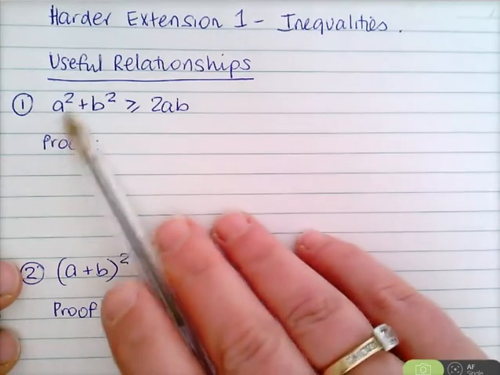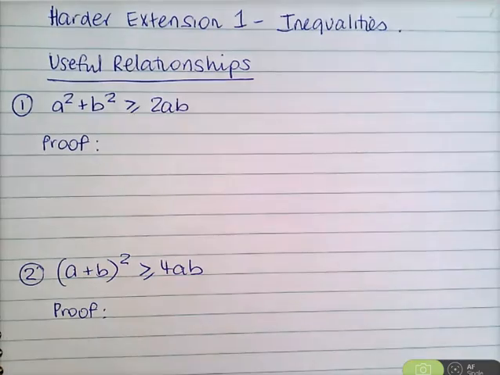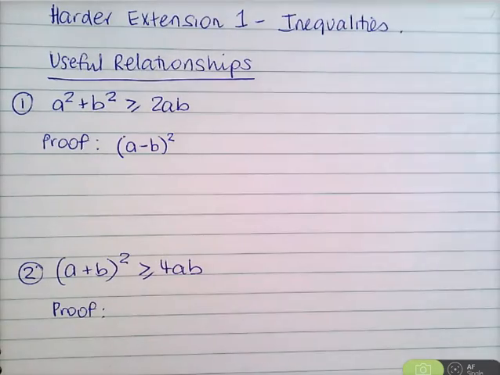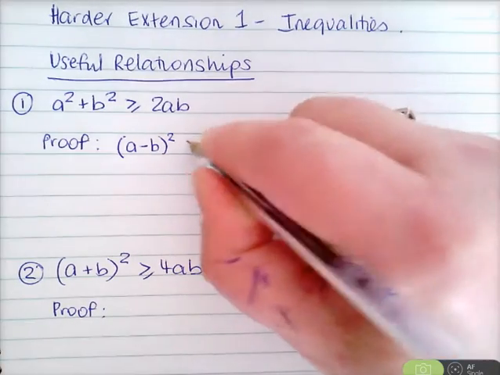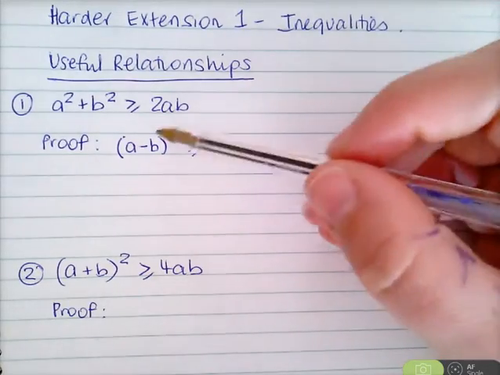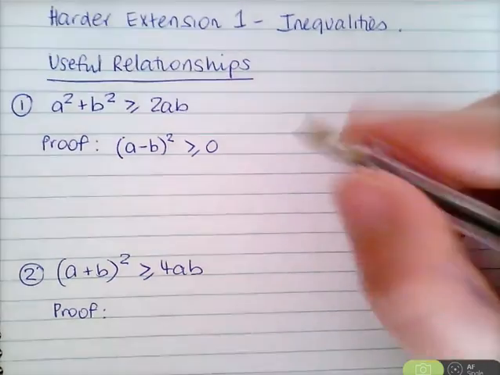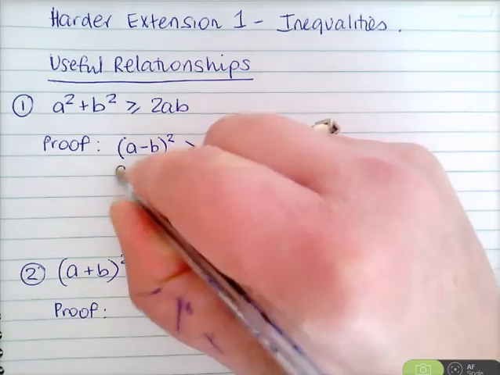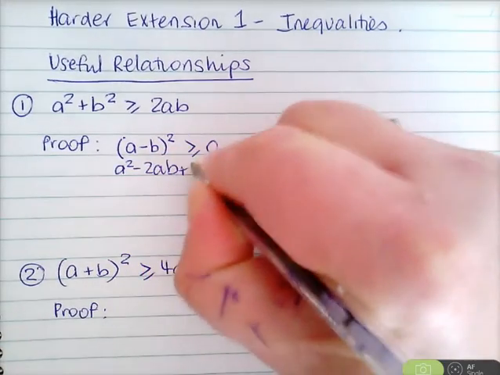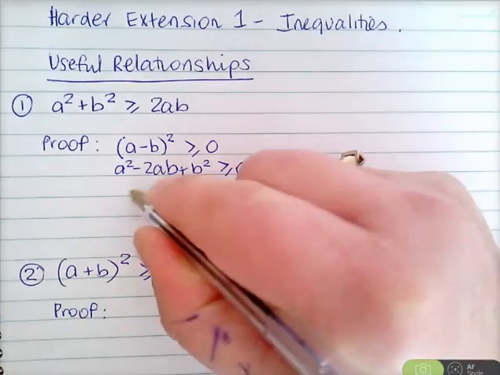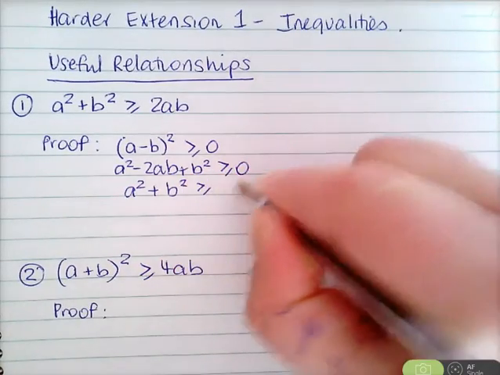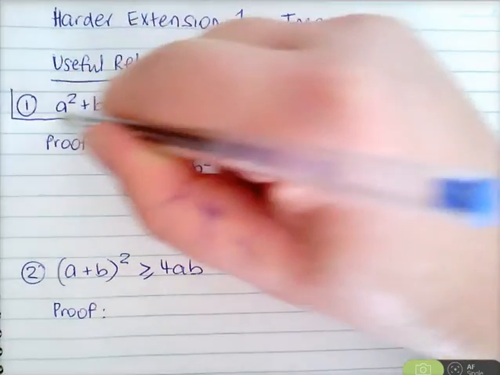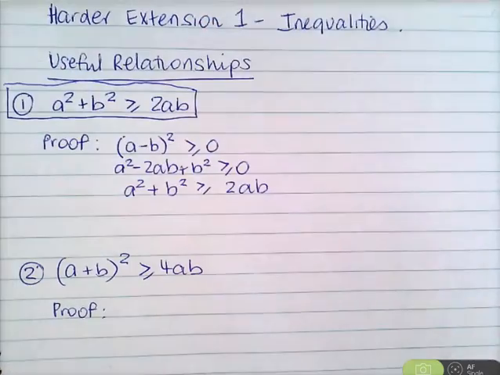The first one is that a squared plus b squared is greater than or equal to 2ab. Now, to prove that, we can start off with the perfect square: a minus b all squared is greater than or equal to 0. We know that's greater than or equal to 0 because anything squared is positive. It will equal 0 when a equals b. If we expand that, we get a squared minus 2ab plus b squared is greater than or equal to 0. Therefore, we end up with a squared plus b squared is greater than or equal to 2ab. So that's our first useful relationship that you should know.